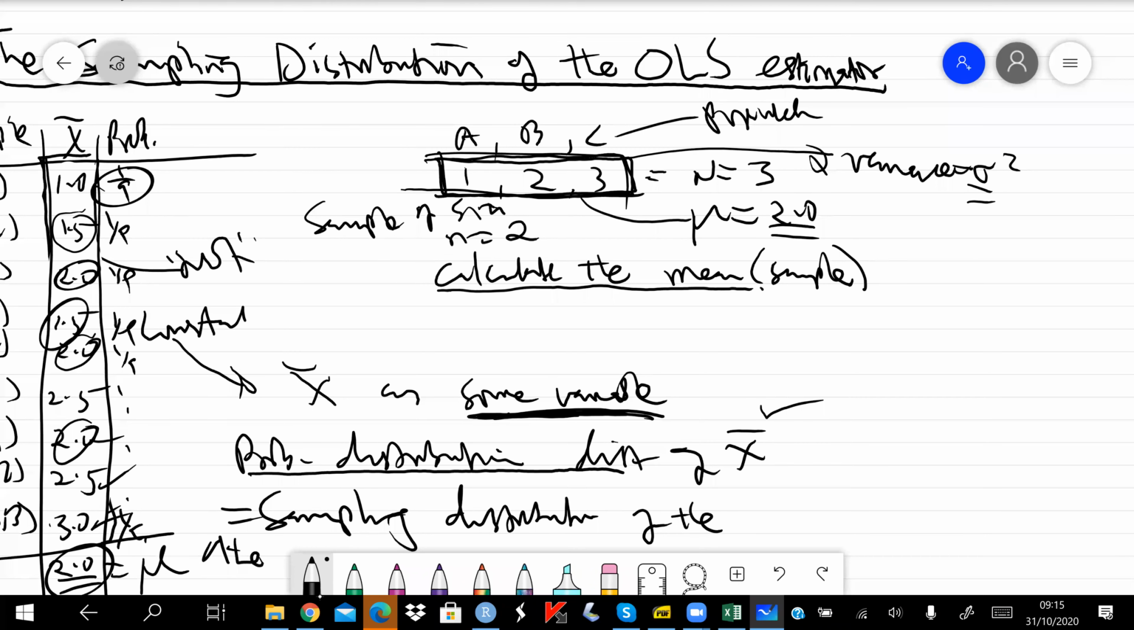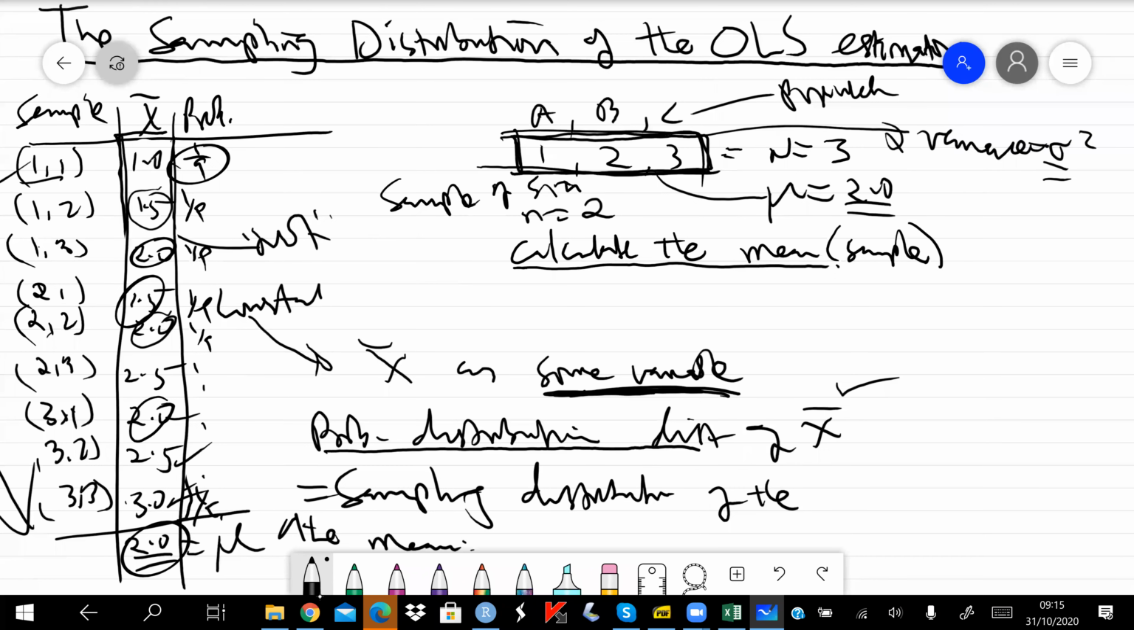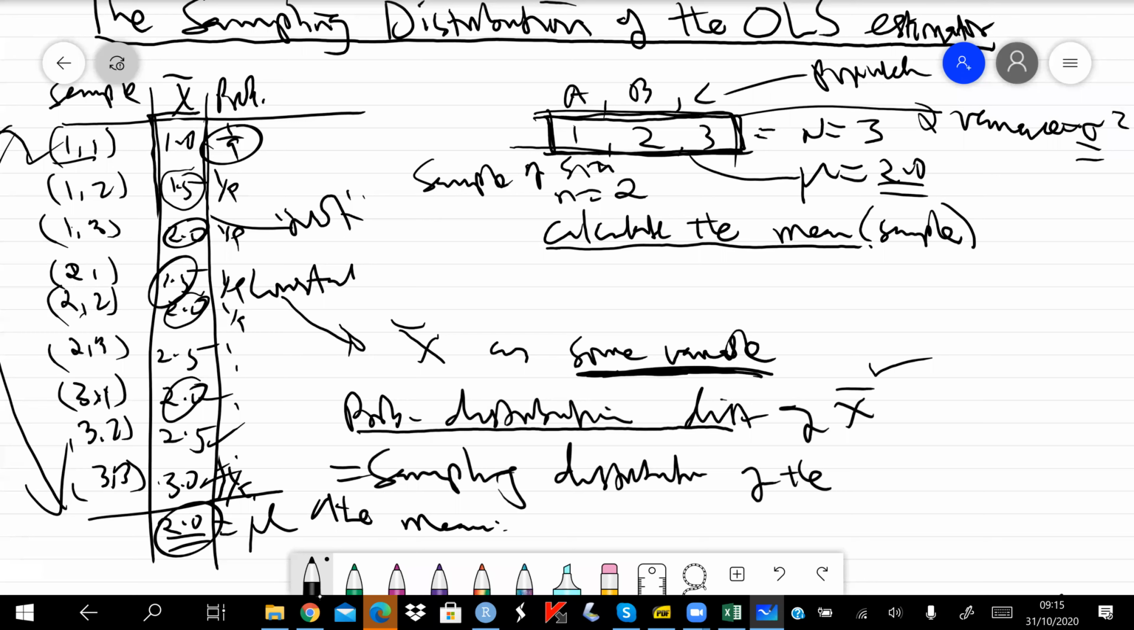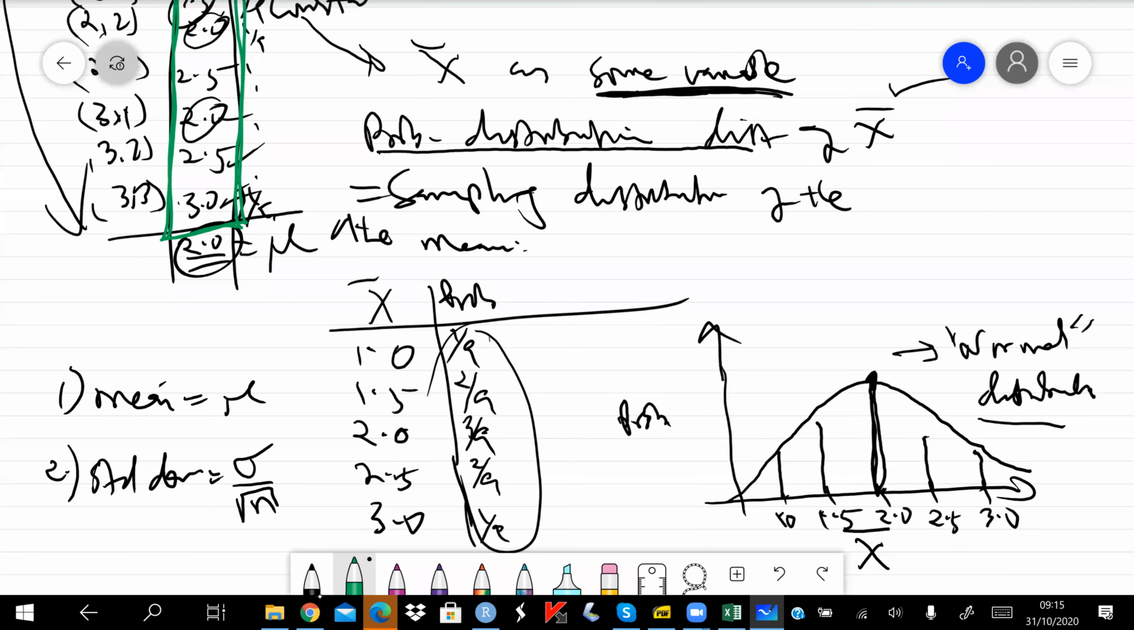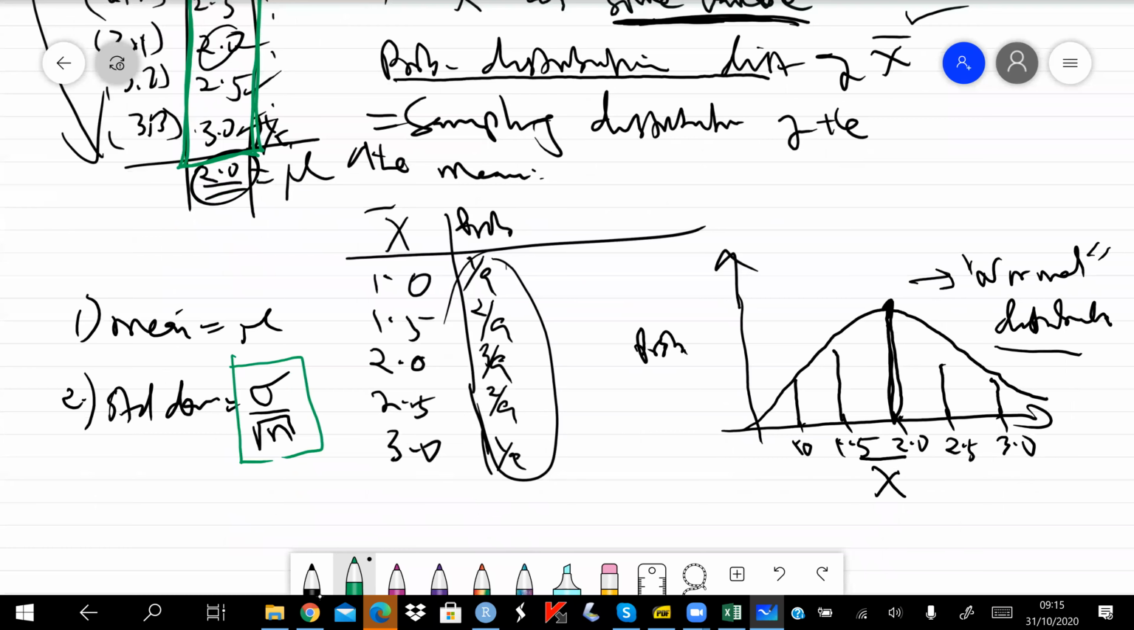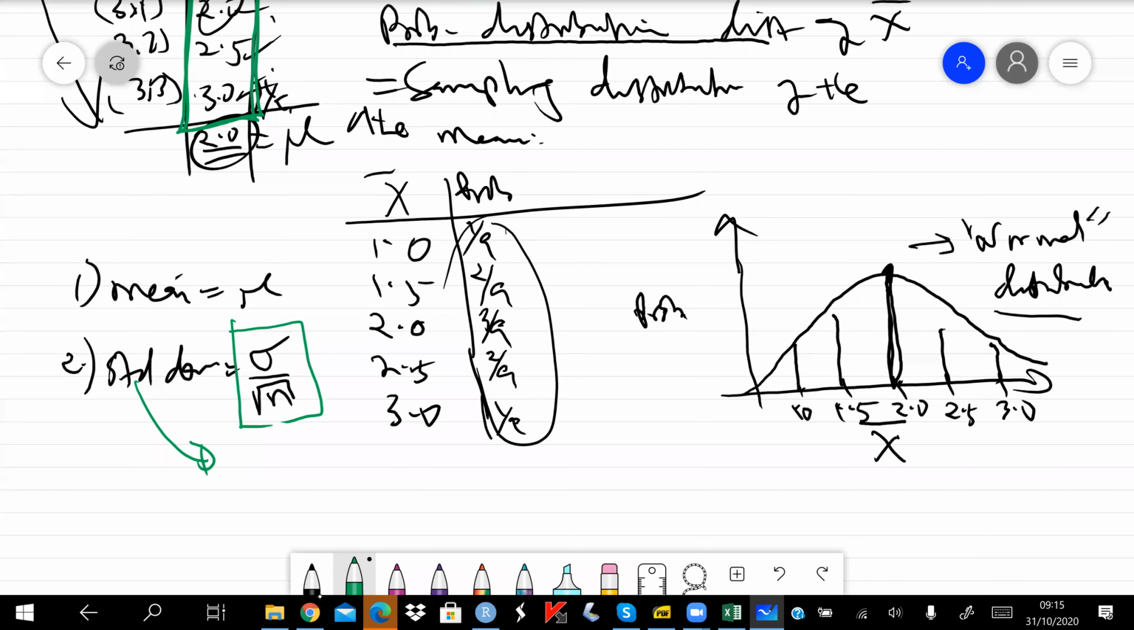Okay. So it's good to notice that the standard deviation of the values in this column is given by this formula. And that standard deviation is not just called a standard deviation. We call it the standard error of the mean. So the sampling distribution can be explained using that illustration.